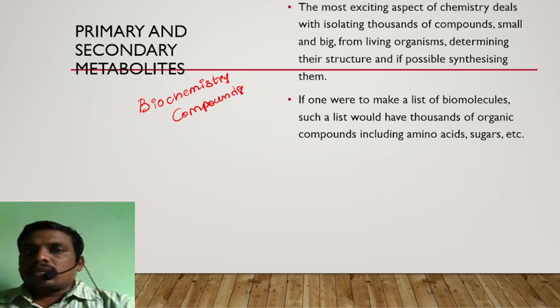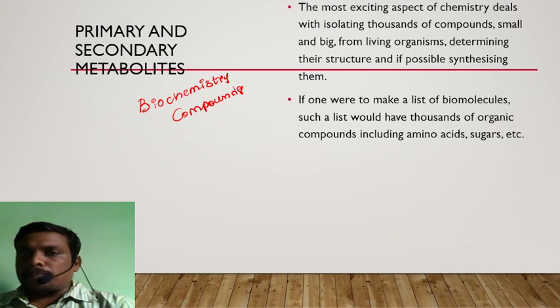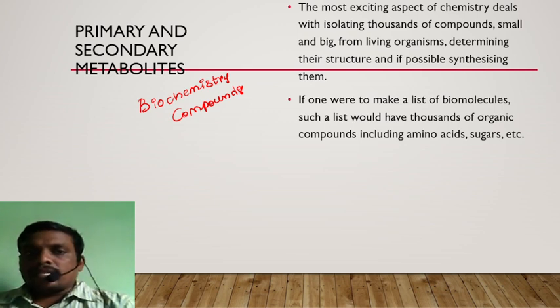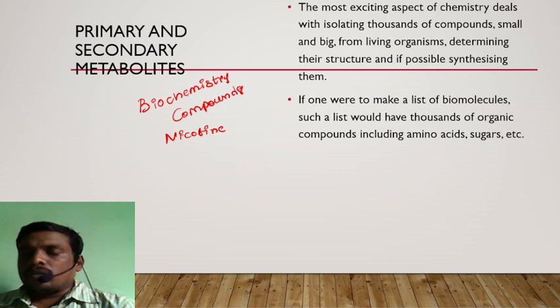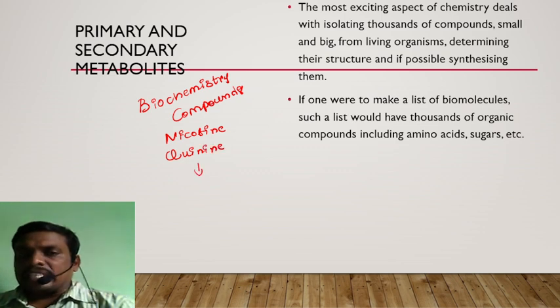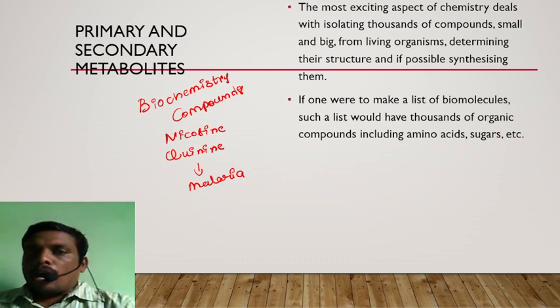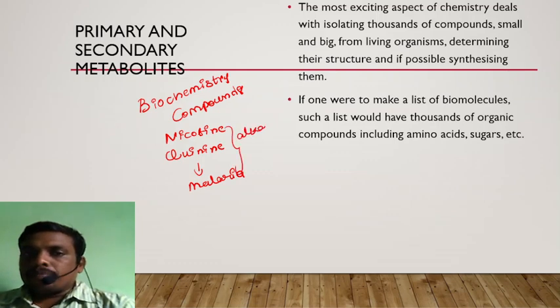Now, if you take the primary and secondary metabolites, especially in the plants, let us take nicotine. Nicotine is one of the metabolites in plants, whereas quinine is one of the alkaloids. Quinine helps to treat the disease called malaria. All these are metabolites. Some of the metabolites are alkaloids, but all metabolites are not alkaloids.